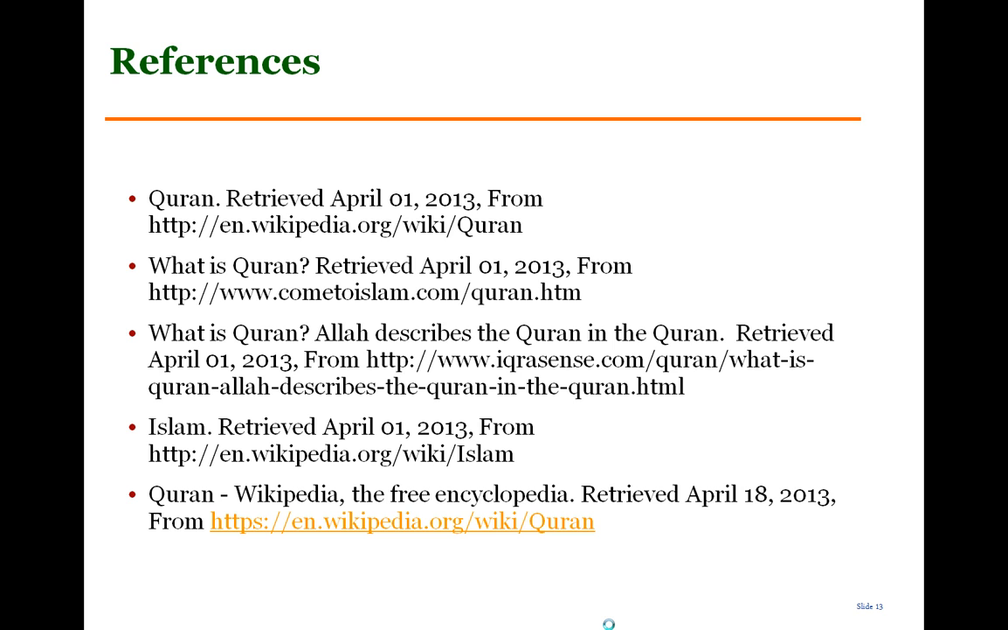These are some of the references used in this study.